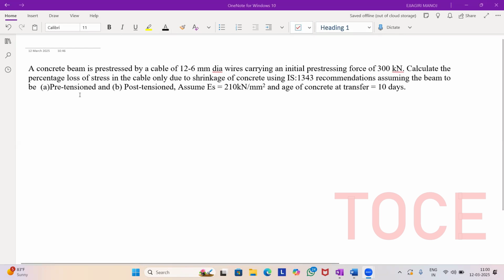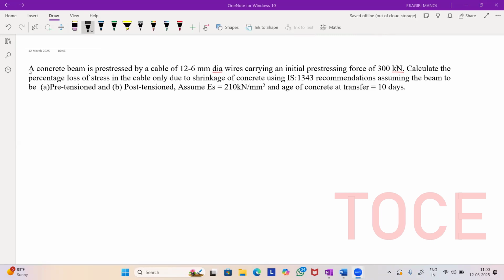So here we have another question related to losses in pre-stressed concrete. In this question, he asked to find out the loss due to shrinkage of concrete, for the pre-tension member and for the post-tension member, as per IS 1343 recommendations.